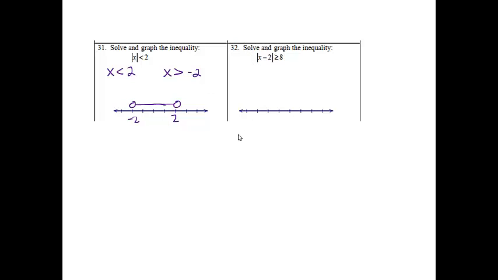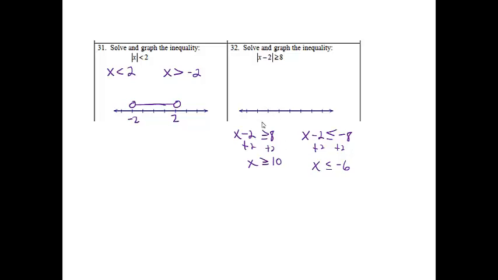Okay, number 32, solve and graph the inequality. I'm going to start again by writing two inequalities. We're going to have x minus 2 is greater than or equal to 8, and then my second one's going to be x minus 2 is less than or equal to -8. And now again, we just have two equations that we'll solve. We'll add 2. I'll get x is greater than or equal to 10. And on this one, if I add 2, I'll have x is less than or equal to -6.